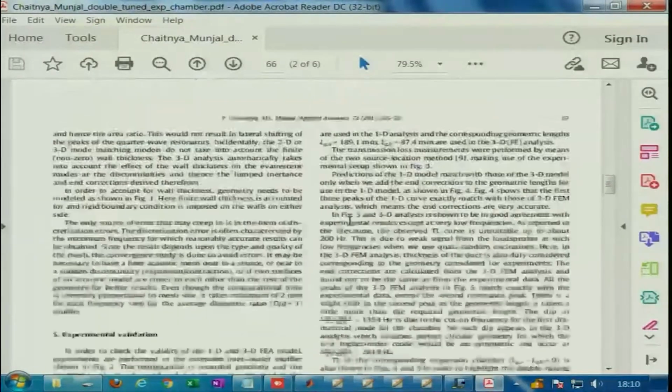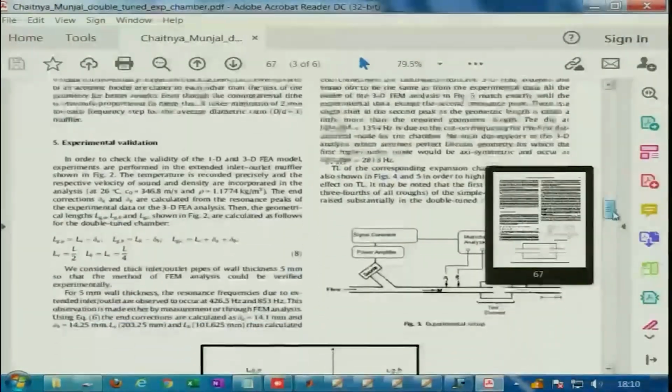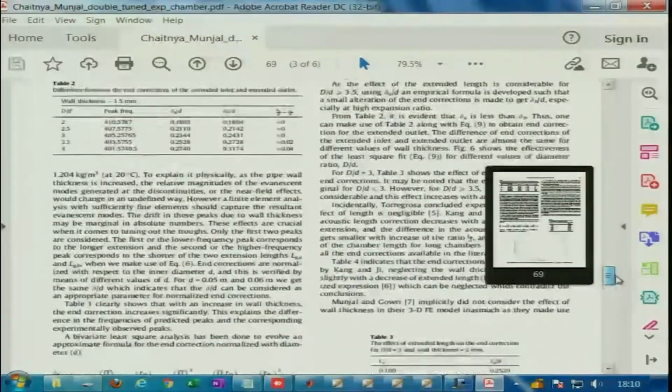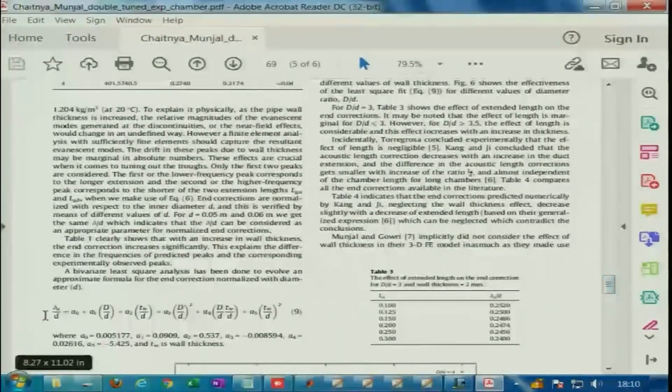Finite wall thickness was considered, and they eventually ended up with an empirical relation using which we can find a relation between small d, the diameter of the inlet and outlet pipe, which are assumed to be equal, capital D, the diameter of the chamber, and Tw, the thickness of the pipe.